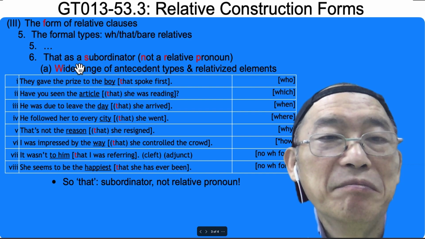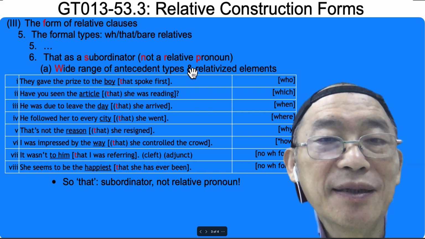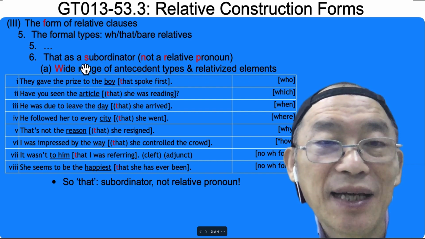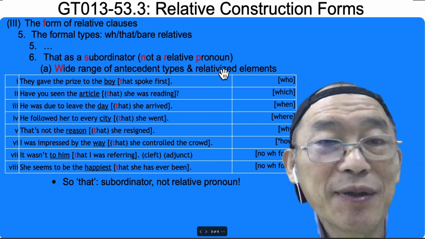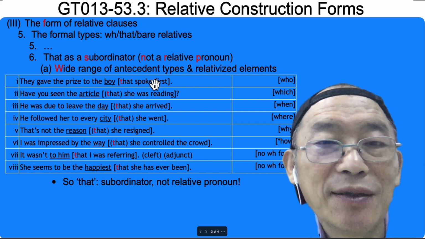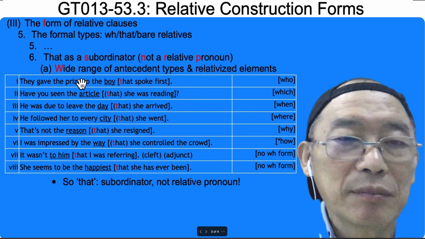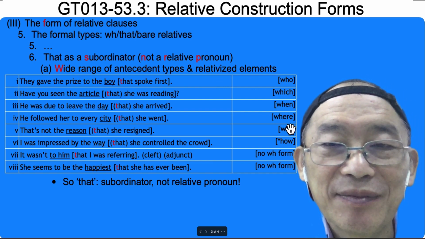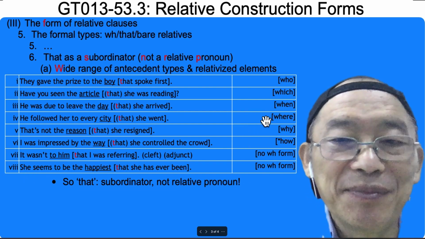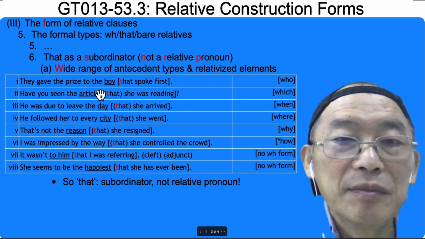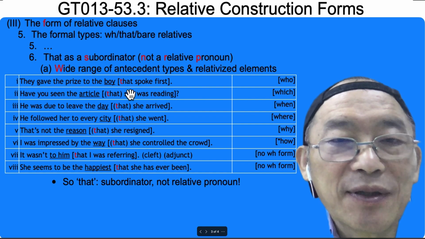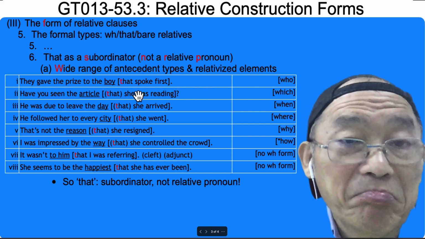So that is a subordinator. That, of course, is not a relative pronoun. There is a wide range of antecedent types for the word that. Let's check: 8 types. "The boy that spoke first." You've got to use that for the subject.